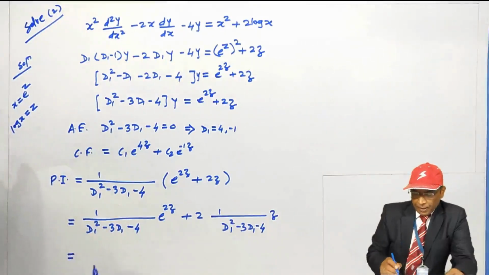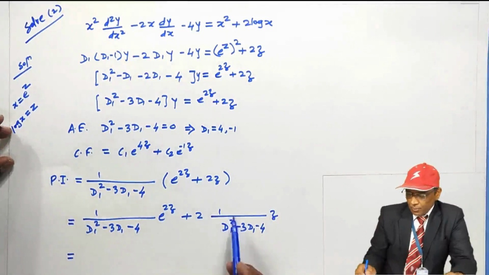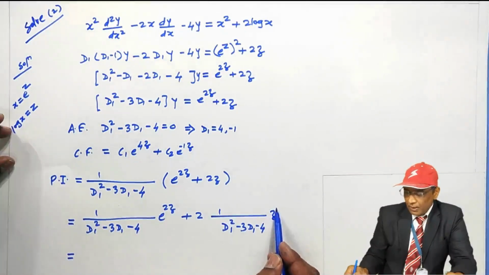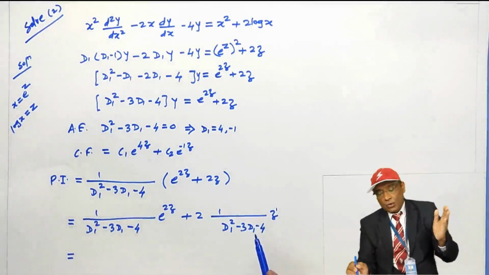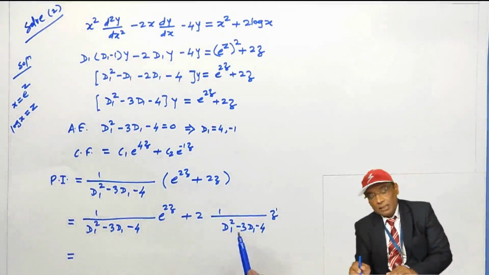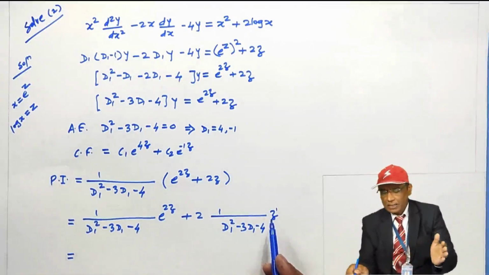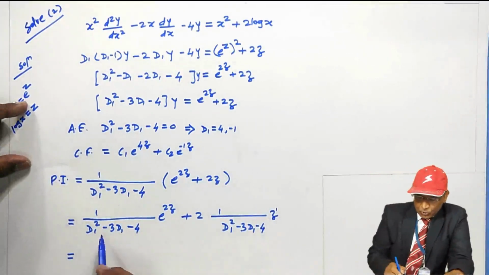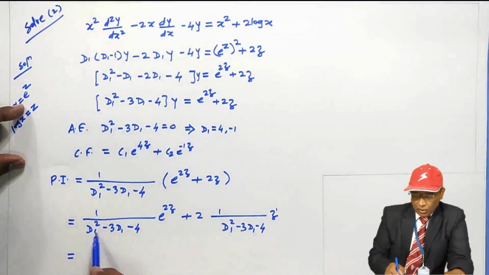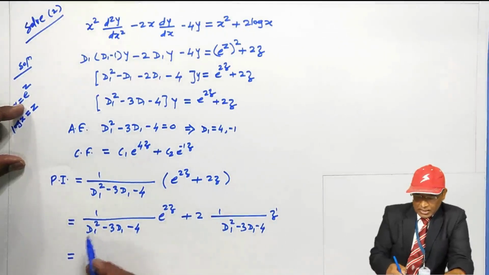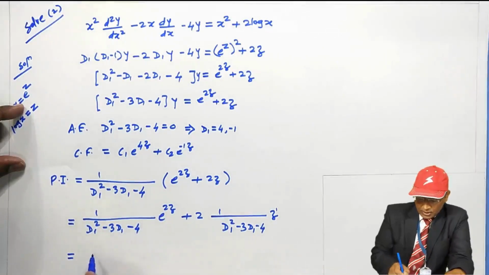Now this operator on e to the power az I have to operate, and this operator on z to the power 1 I have to operate. This is an algebraic function now. In the short method we operated the operator on x squared, x cubed, algebraic functions. Now instead of x, z is there. Now put D1 is 2. If you put D1 is 2, the denominator is not going to become 0. You can check it: 4 minus 6 and minus 4 is minus 6. Okay, you can directly put.